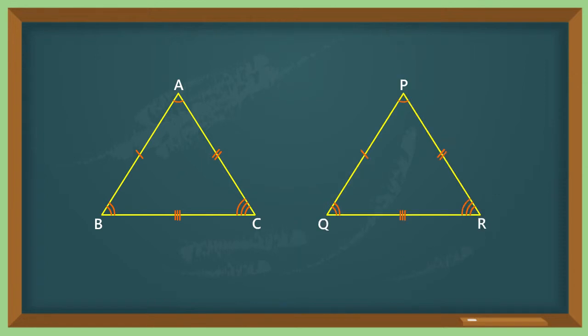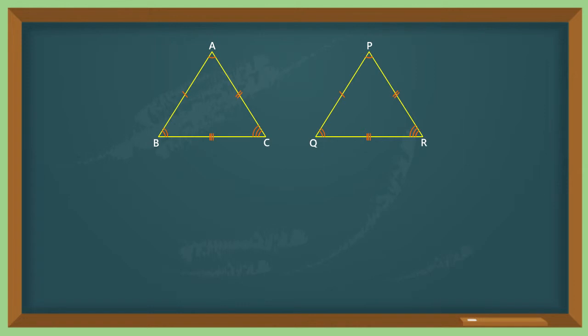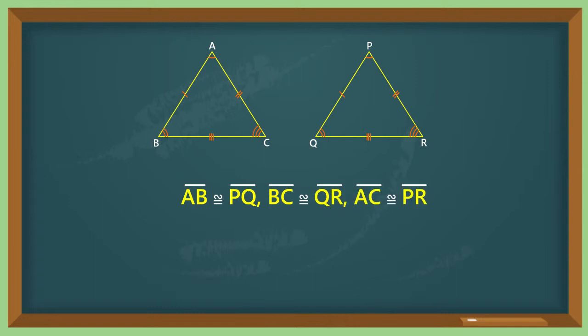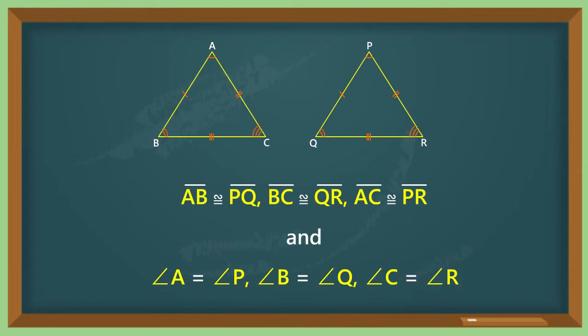Triangles have 6 elements, the 3 sides and the 3 angles. Thus, it can be seen that all the 6 corresponding parts of both the triangles are equal to each other. That is, AB is congruent to PQ, BC is congruent to QR, AC is congruent to PR, and angle A is equal to angle P, angle B is equal to angle Q, and angle C is equal to angle R.